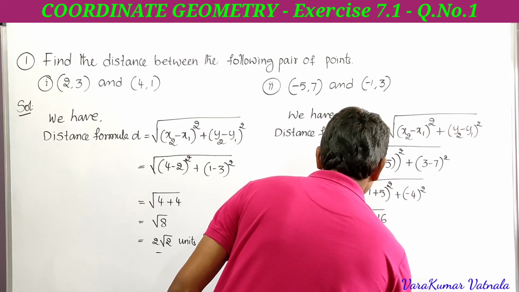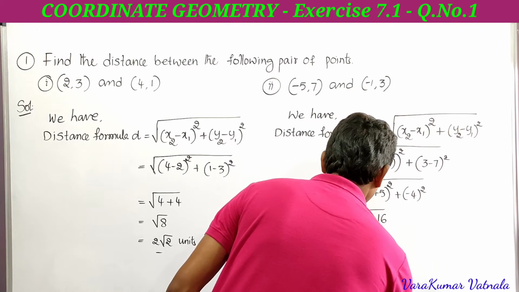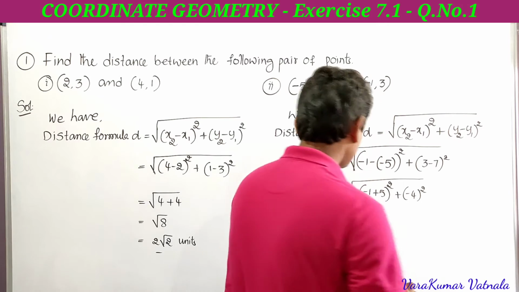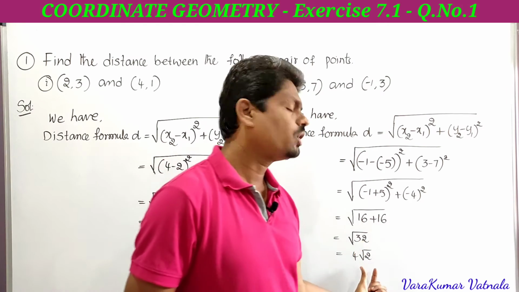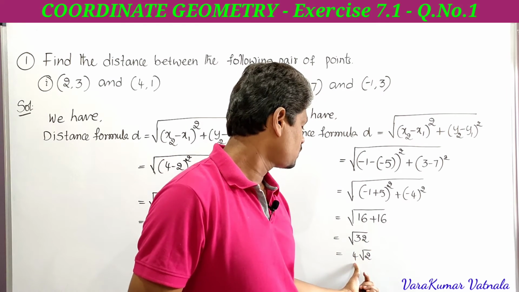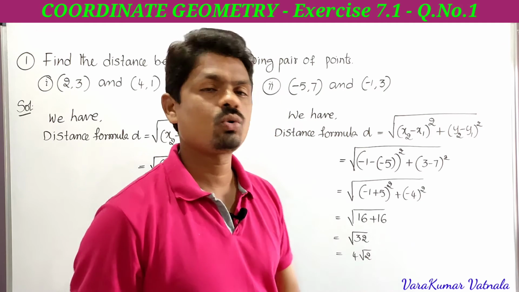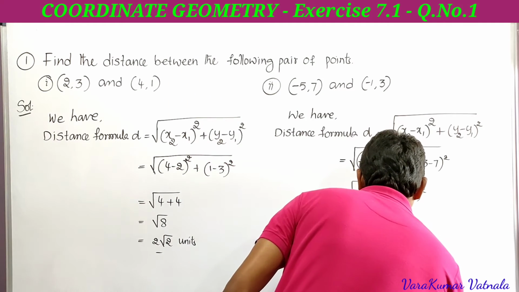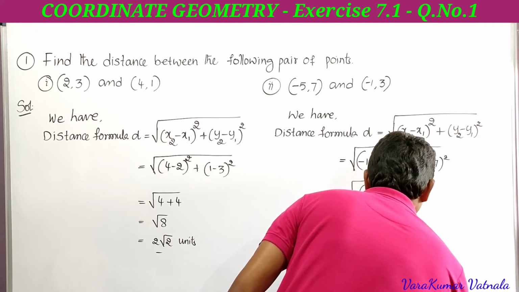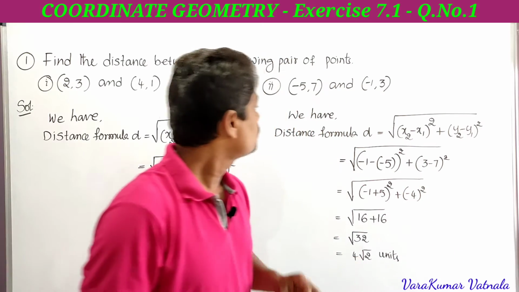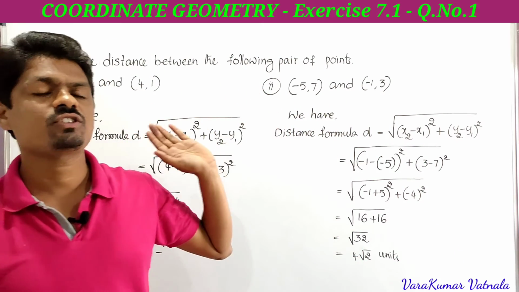Square root 32 we can write as 4 root 2. 32 can be written as 16 into 2, square root 16 is 4 and we get root 2. So 4 root 2 units. This is the distance between the given 2 points. So this is the second bit in the first problem.